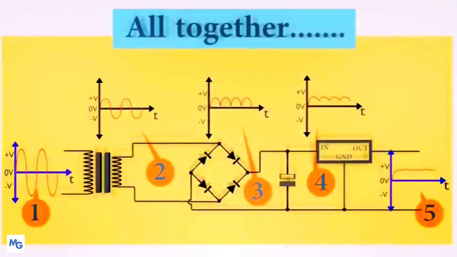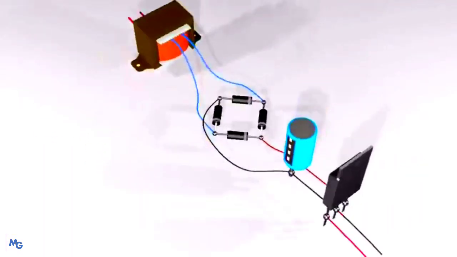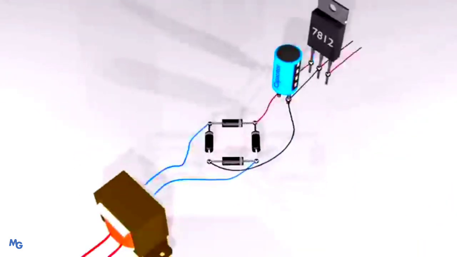We can summarize all of the above steps into one circuit. The waveforms of each stage are like this. Finally we have our 230 V AC to 12 V pure DC converter circuit.